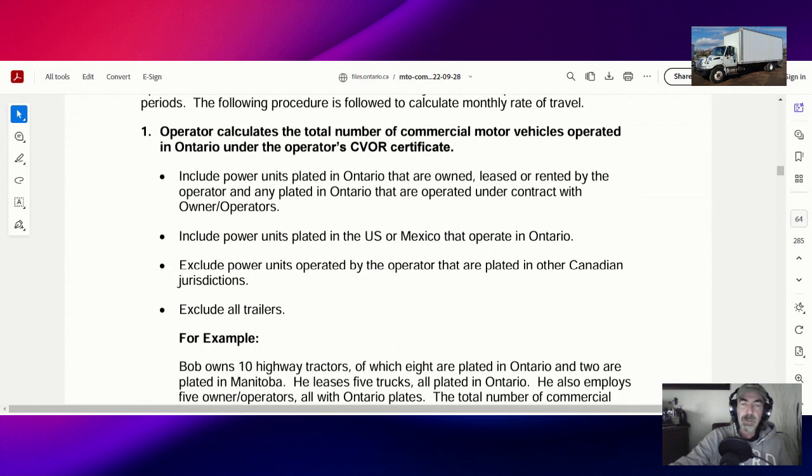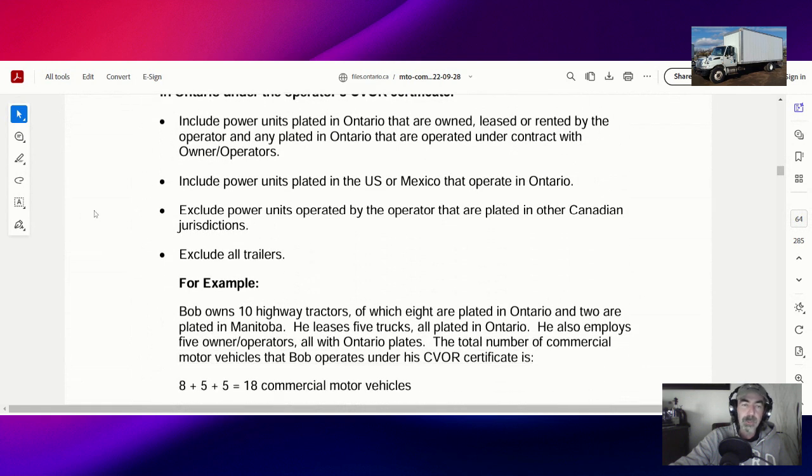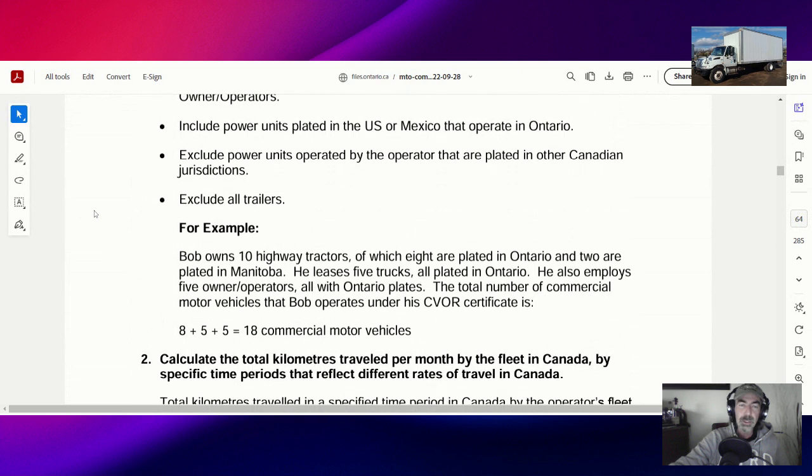The operator calculates the total number of commercial motor vehicles operated in Ontario under the operator's CVOR certificate. Include power units plated in Ontario that are owned, leased, or rented by the operator, and any plated in Ontario that are operated under contract with owner operators. Include power units plated in the US or Mexico that operate in Ontario. Exclude power units operated by the operator that are plated in other Canadian jurisdictions.